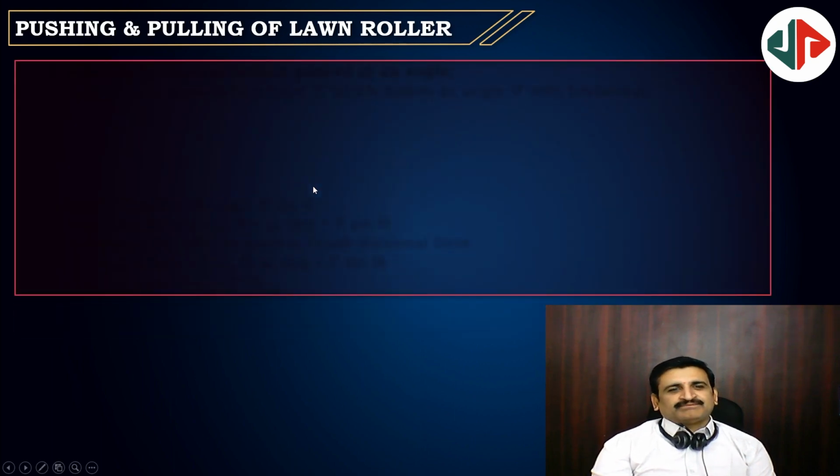Pushing, pulling. Remember, if you are trying to push or pull at an angle with the horizontal, then only it makes a difference. If you are pulling or pushing horizontally, then no use, both are the same only.